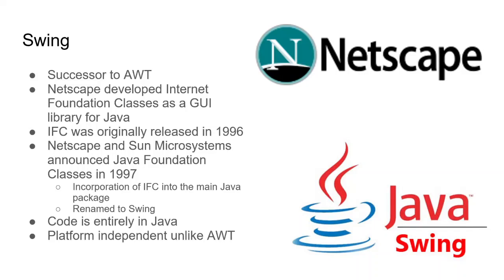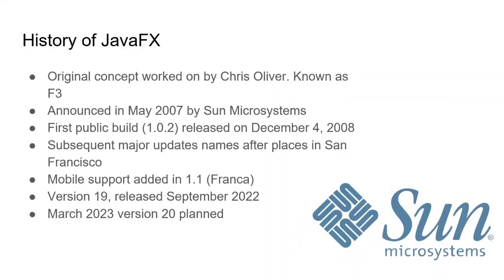Unlike AWT, the code is entirely written in Java. That means it only has to go through the Java virtual machine, meaning like Java, it's platform independent, making it much easier to use and make universal applications for. This pretty much instantly made it outperform and make AWT obsolete, so Swing is seen as a direct successor to AWT. Now let's move on to a brief history of JavaFX itself.